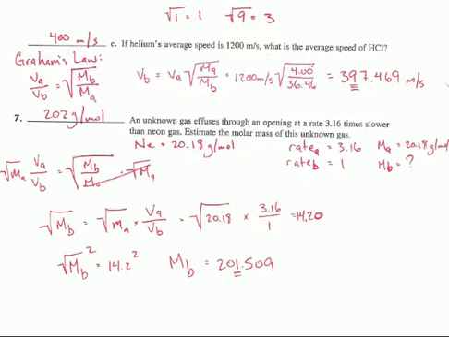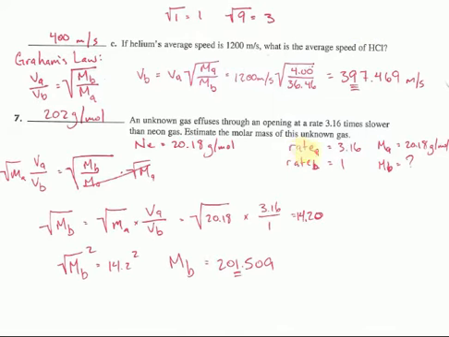So if this unknown gas is 3.16 times slower, right? Slower, that means it must be heavier, right? Because these are going to be at the same temperature, so they're going to have the same kinetic energy. And so if it's moving slower, it must have more mass, or else the relation will be inappropriate. So these are the things that we know.